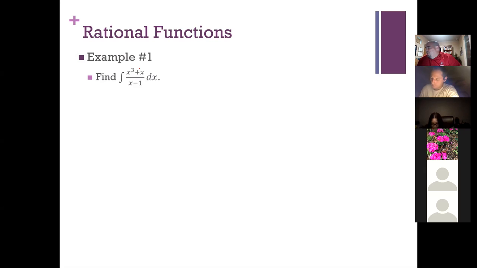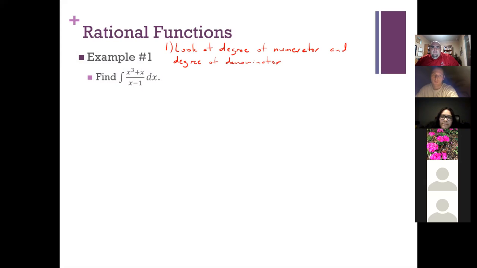As we go through here, I'm going to give you some advice that shows up organically. So number one, look at the degree of the numerator. And while I'm writing this down, let's remind ourselves, what is the degree of a polynomial? Just the highest exponent. Yeah, it's the highest exponent.